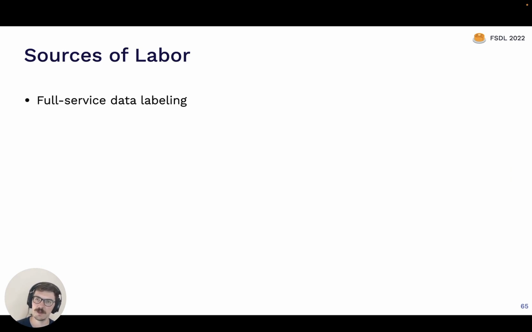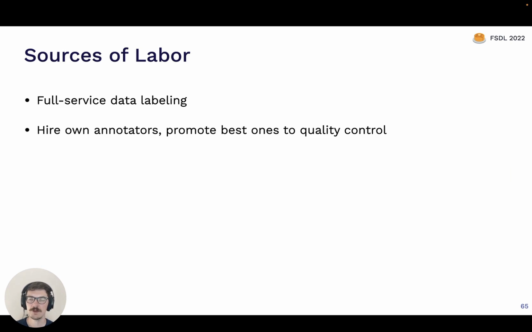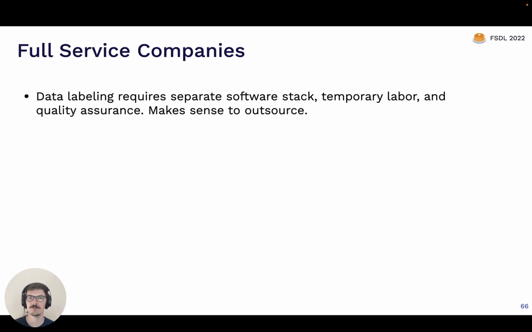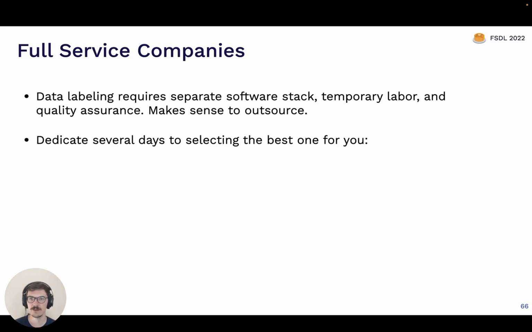Where do you get people to annotate? You can work with full service data labeling companies. You can hire your own annotators, probably part-time, and maybe promote the most able ones to quality control. Or you could potentially crowdsource. This was popular in the past with Mechanical Turk. The full service companies provide you the software stack, the labor to do it, and quality assurance, and it probably makes sense to use them.